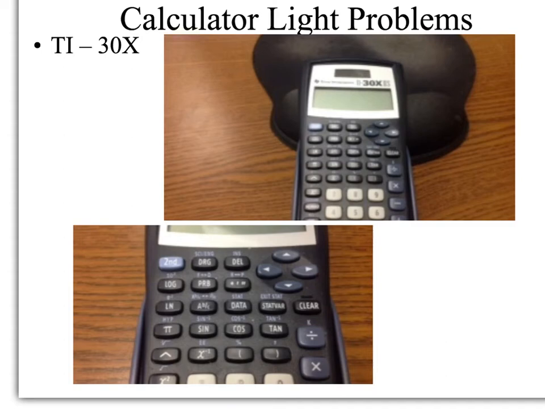Alright, today what we're going to learn about is how to use the TI-30X calculator when it comes to doing light problems. And again, light problems are going to be pretty straightforward. Essentially, you have three variables. As long as you have two of those three, you can always solve for the third. And basically, you're going to be either multiplying or dividing to make things work.